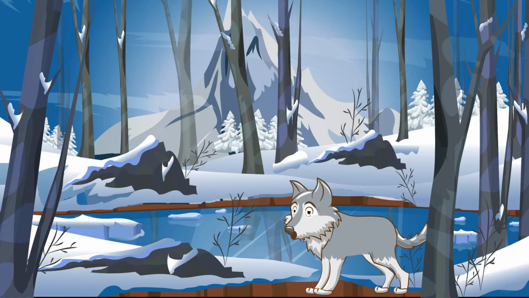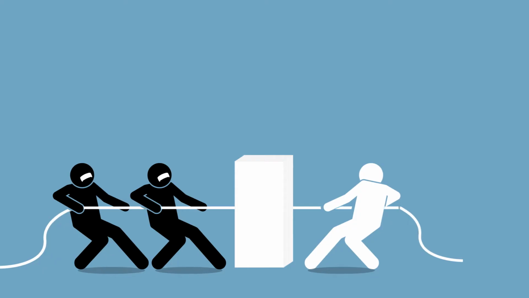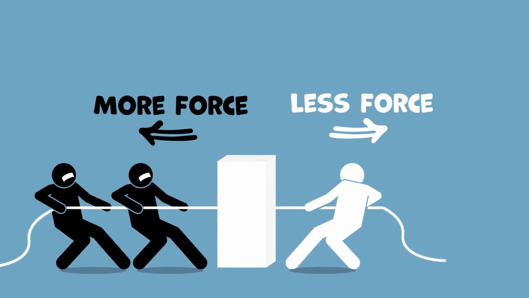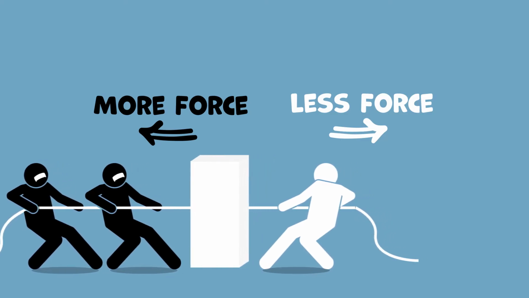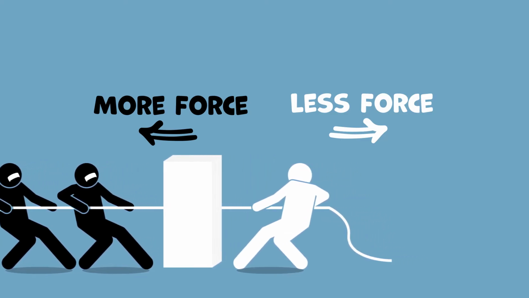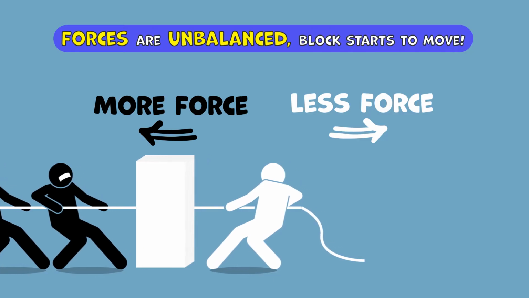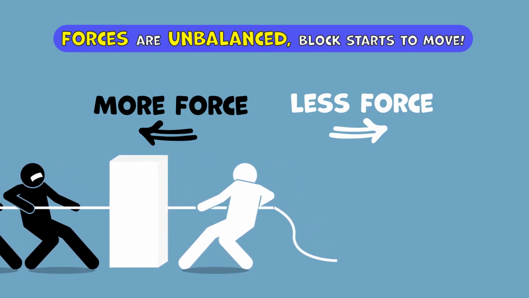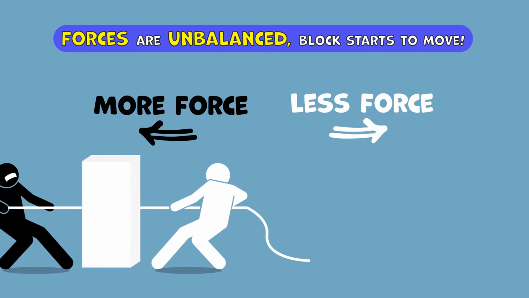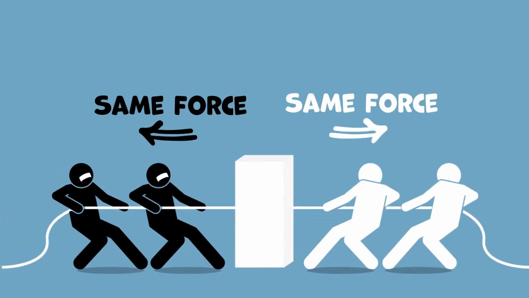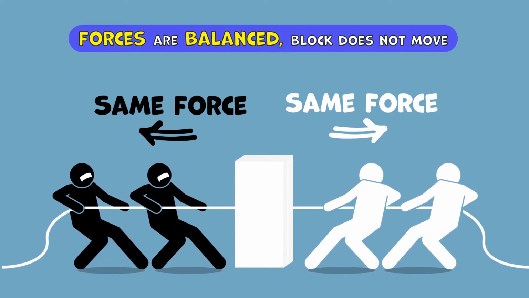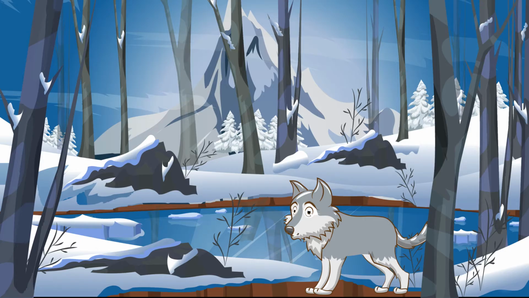An object can have many forces acting on it at the same time. If a large force is applied on one side, but a small force is applied on the other side, the forces are unbalanced and the motion of the object changes. But if the same amount of force is applied from each side, the forces cancel out and are called balanced, and the object's motion does not change. So a standing object remains standing and doesn't move.